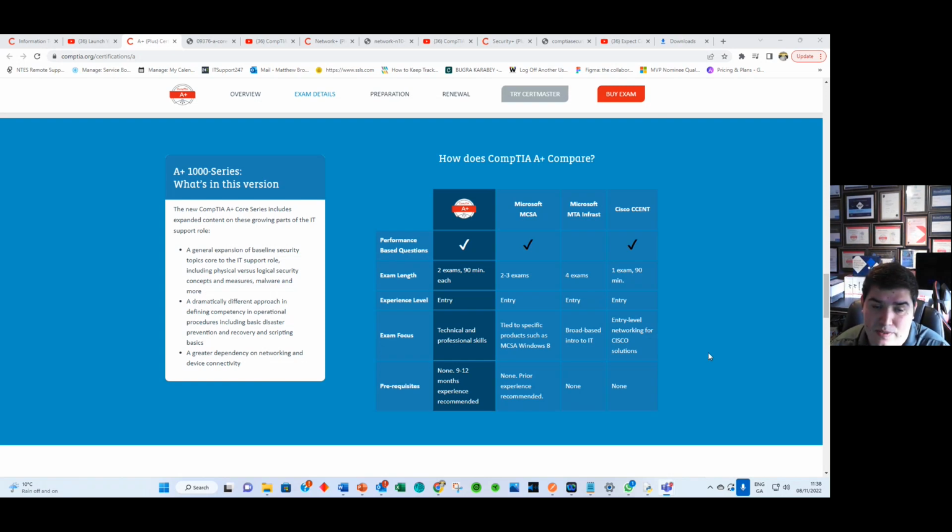How does this compare with your Microsoft MCSA or your Microsoft MTA? So your MCSA was 2 to 3 exams. This has now been retired by Microsoft, which focus now on role-based. And your MTA were 4 exams, which are now also retiring later this year. How it compares to Cisco CCNA, it doesn't really, it's completely different. It's a completely different exam. Cisco, again, is vendor specific. So if you want something that is vendor neutral, that validates your basic fundamental IT knowledge, your CompTIA A plus is the way to go.